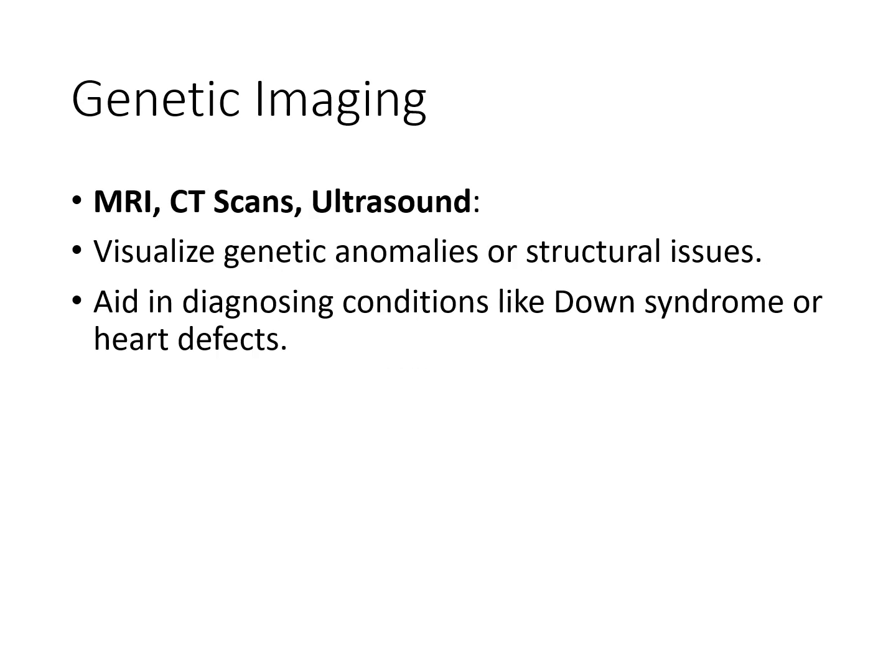Genetic imaging tools like MRI, CT scans, and ultrasound help visualize structural abnormalities in a developing baby that may be linked to genetic conditions. These tools are often used to support the diagnosis of disorders such as Down syndrome or congenital heart defects, providing a clearer view of development before or after birth.